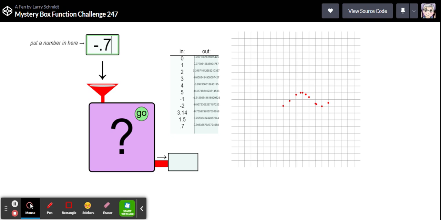I'm going to put in a negative 0.7. Let's see here, negative 0.7. This is an approximation for a negative pi over 4. Yeah, and that is pretty much at 0. So here's what I'm going to say.